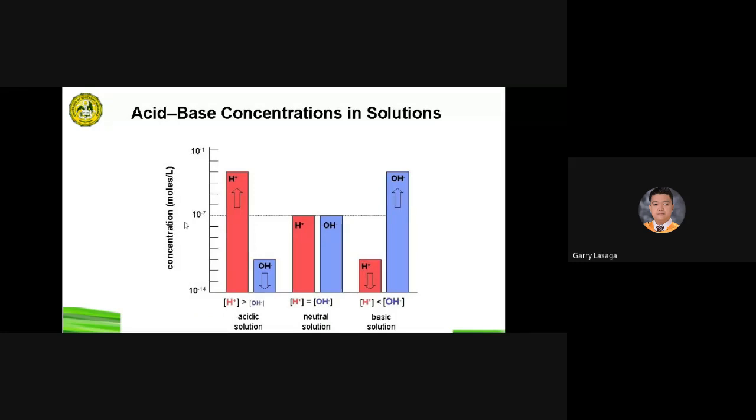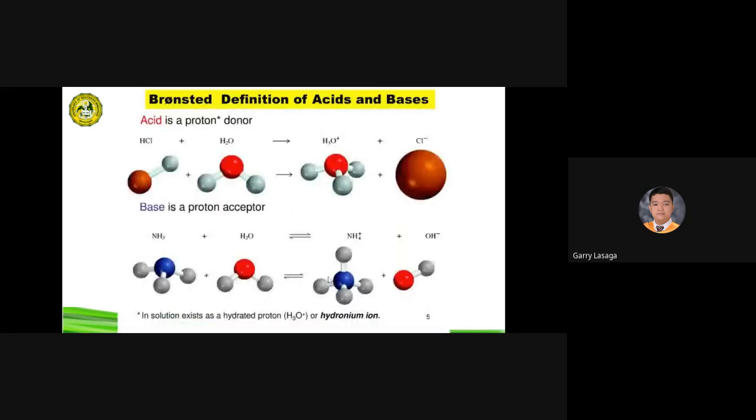When we illustrate the concentration of the hydrogen ion and the hydroxide ion of a basic solution and an acidic solution, we can observe that for an acidic solution, the concentration of the hydrogen ion is greater than the hydroxide ion. For a basic solution, it is the opposite: the concentration of our hydroxide ion is greater compared to the hydrogen ion. For a neutral solution, the concentration is the same for both ions.